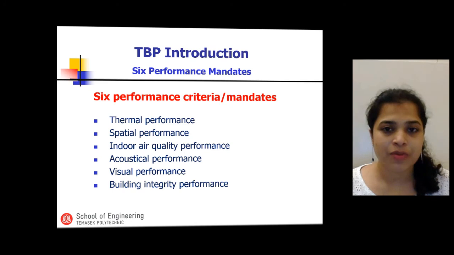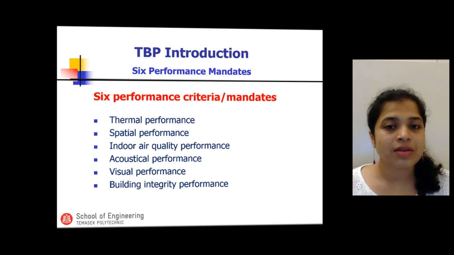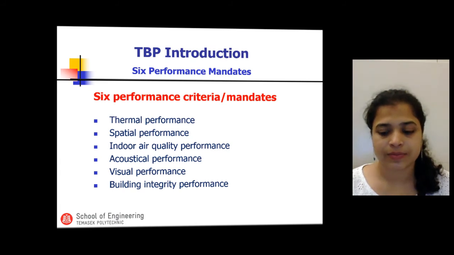Building integrity performance. If the structural strength of the building is not good, in case of an earthquake, the building is going to collapse, or if there are too many leakages, water leakages, air conditioning leakages, that affects the structural strength of that building, the building integrity, right? So these are the 6 performance criteria, the different factors which affect a good building design.